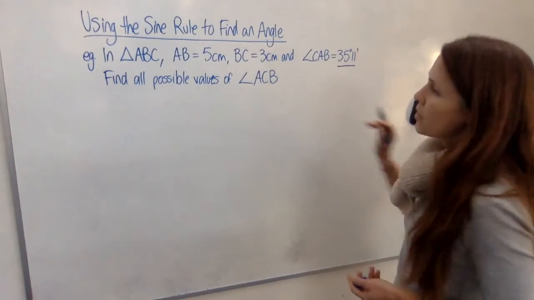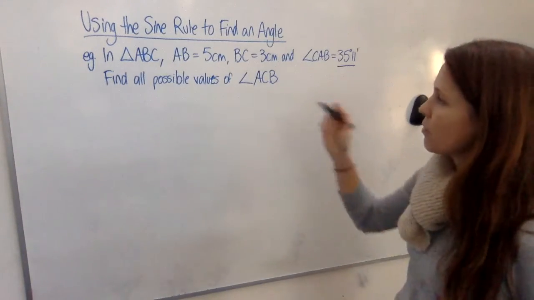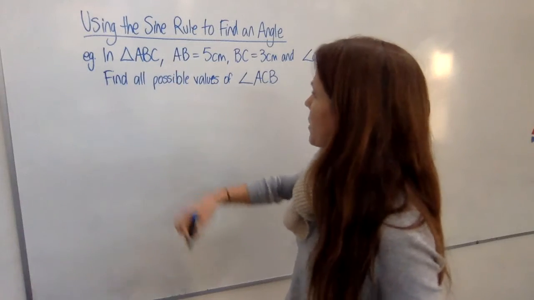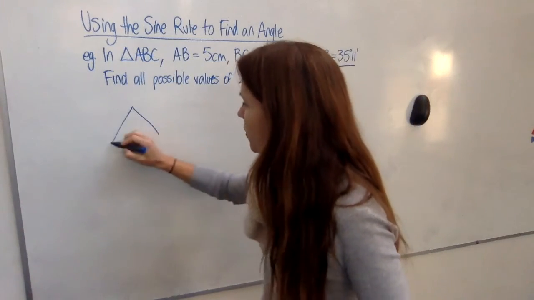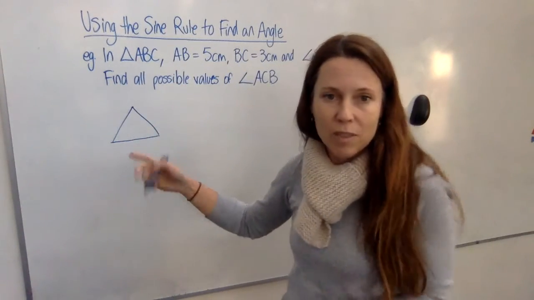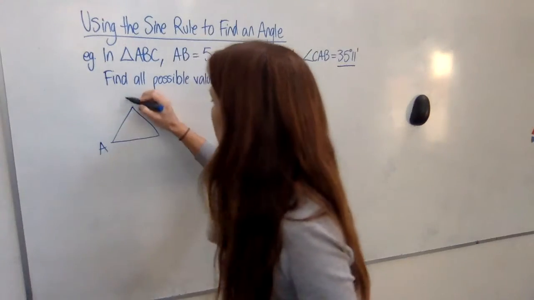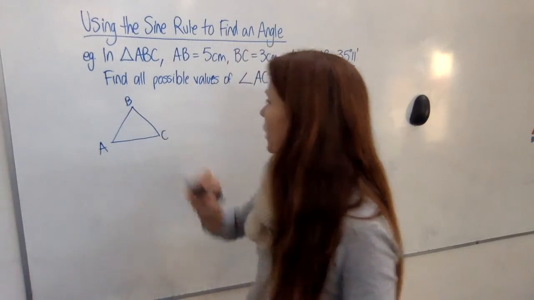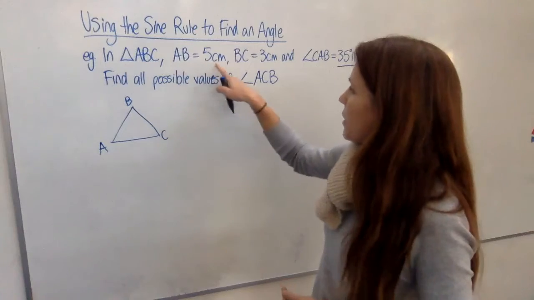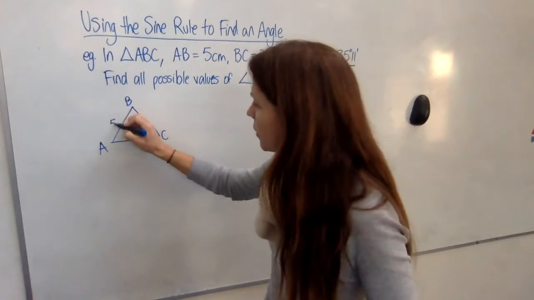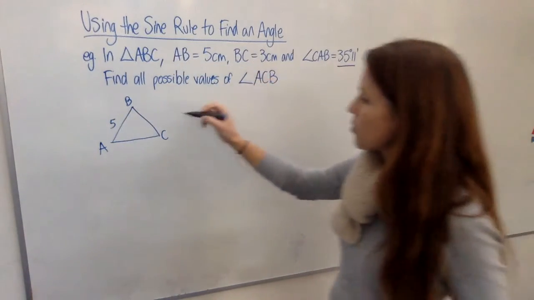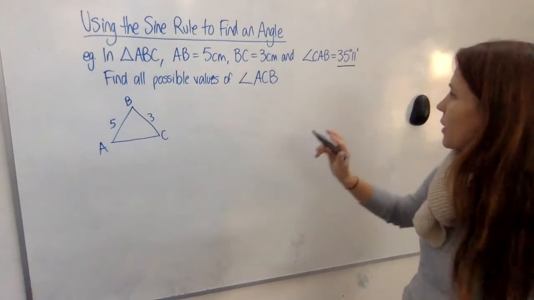Okay, so this question's got a huge trick in it. Let's have a look. In triangle ABC, well, let's just go ahead and draw ABC. Now, this is not to scale. Doesn't have to be to scale. Just put what you know down in a quick little mud map. AB equals 5 centimetres. And BC equals 3 centimetres. Okay, clearly not to scale, that's fine.